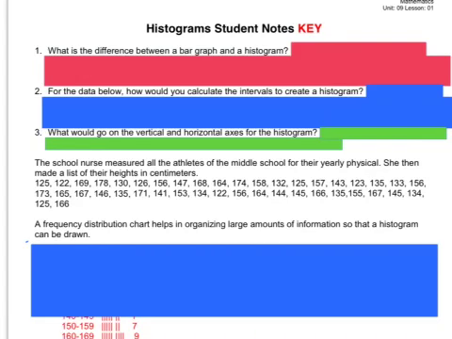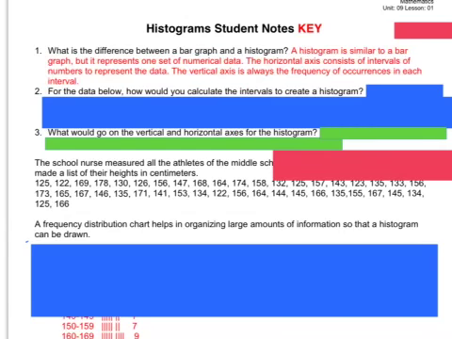Hello. Today we're going to learn how to distinguish a histogram from a bar graph, why we use histograms, and how to make one. First, the difference between a bar graph and a histogram is that, although they are similar, a histogram only represents one set of numerical data instead of multiple sets in a bar graph. A histogram also has intervals on the horizontal axis instead of single values, and the vertical axis in a histogram is how many times that interval occurs in the data.